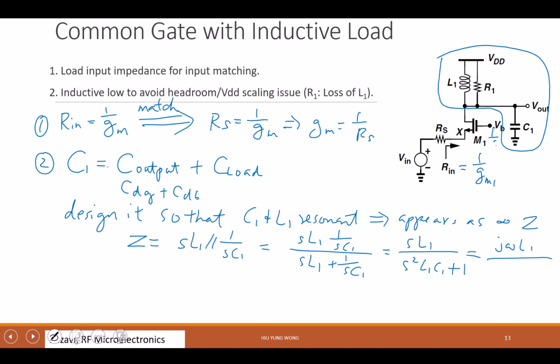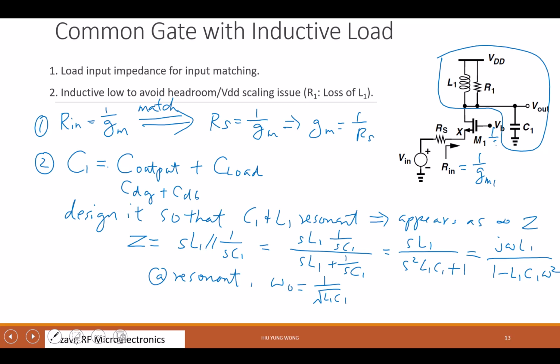Minus omega squared. j squared is negative. Yeah, do not forget the j squared. Okay, so it's 1 minus L1 C1 omega squared, right? So at resonance, I have omega, I call it this, equal to 1 over square root L1 C1, which you know already. You learn this from the fundamentals. It is 1 over square root L1 C1. We are going to operate at this frequency.